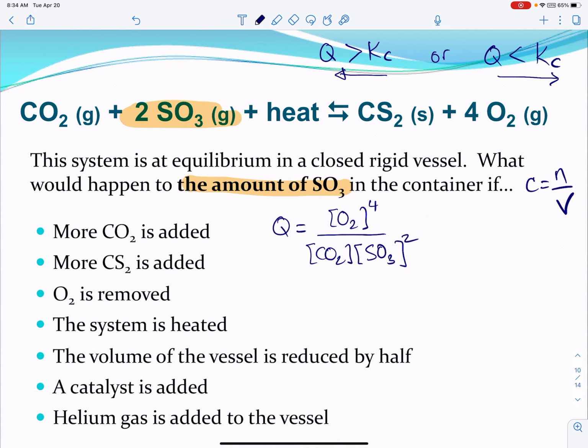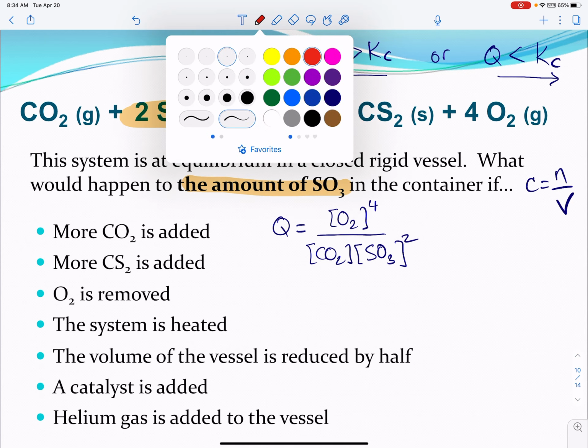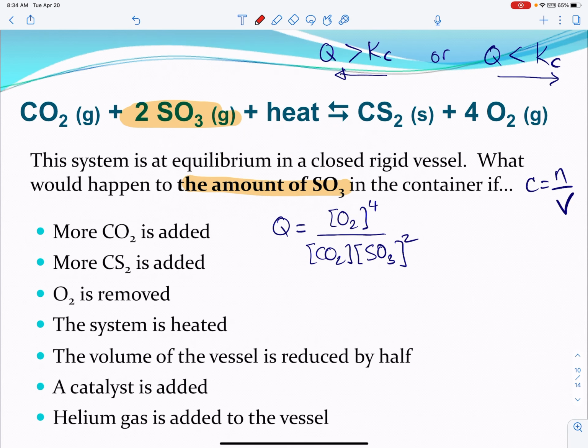any of the gases. So looking at my expression for Q, the concentration of oxygen will go up. The concentration of SO3 will go up. The concentration of CO2 will go up. All of those concentrations go up. So what happens to Q? Well, this is a bit more complicated.